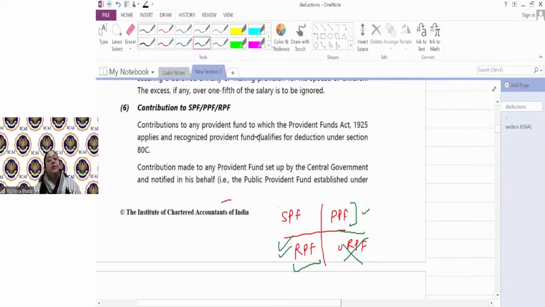ठीक है. Similarly, statutory provident fund may, as an employee of central government or statutory corporations or for High Court or a Supreme Court, I make contributions to SPF. So as an employee, if I'm making contributions to SPF, that is allowed under 80C. So 80C में क्या क्या आया? SPF, PPF and RPF. Got it? Great.